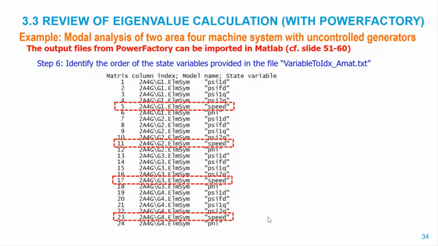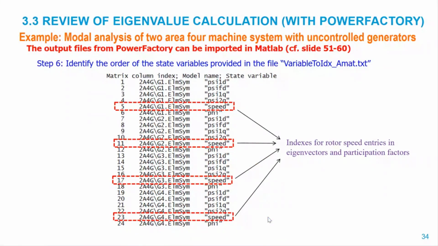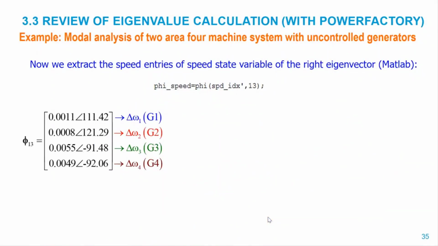From the TXT file that PowerFactory exports with the list of state variables and their sequence, we can extract, as we saw in the other lecture, the indexes of the rotor speed variables. We can use these to extract the elements in the eigenvectors and participation factors to analyze the oscillation further. So we create a vector of these indexes to get, as we see here for eigenvalue number 13, that means vector number 13 of the matrix of right eigenvectors, the entries corresponding to the rotor speed deviations. This is more or less what we will get from linearized analysis.